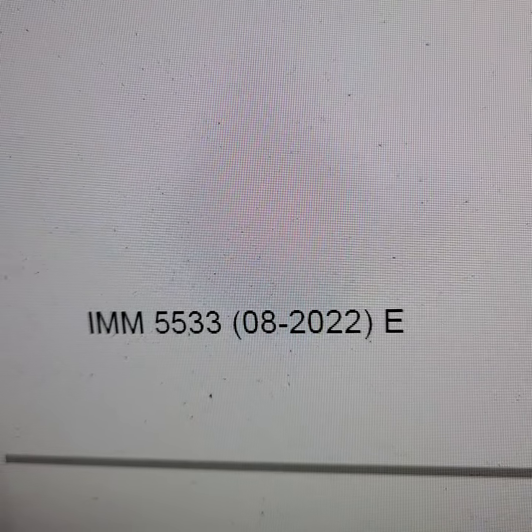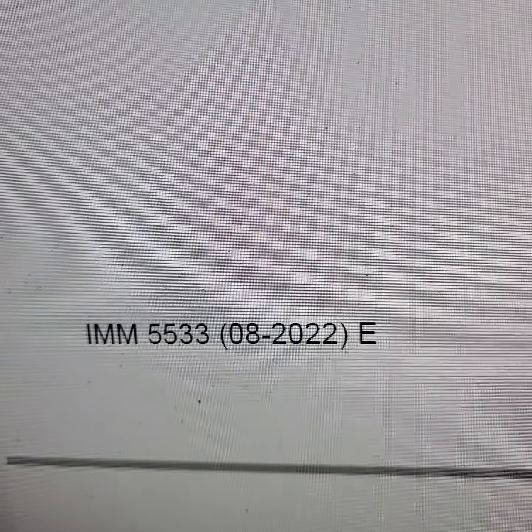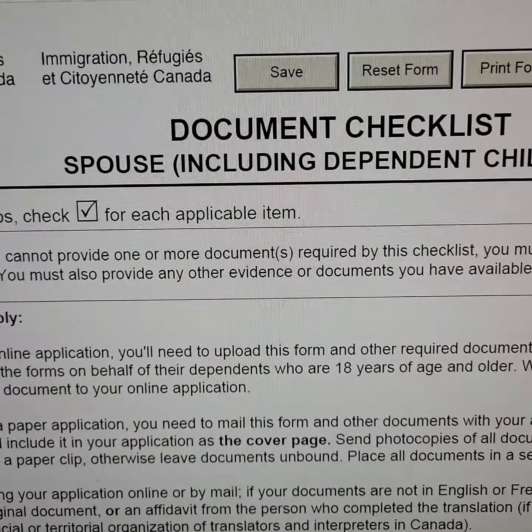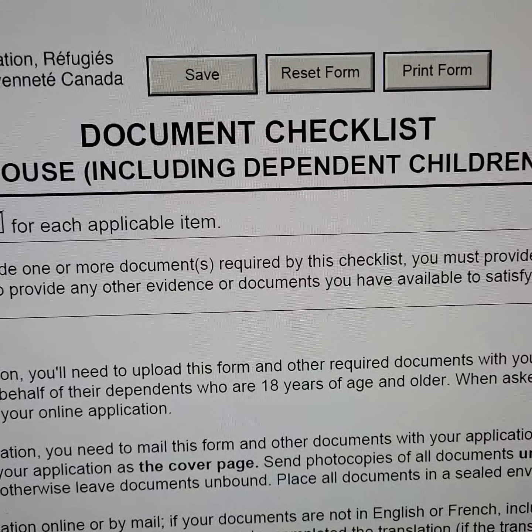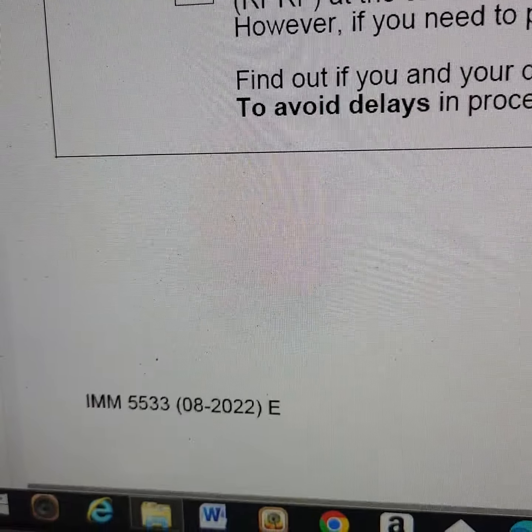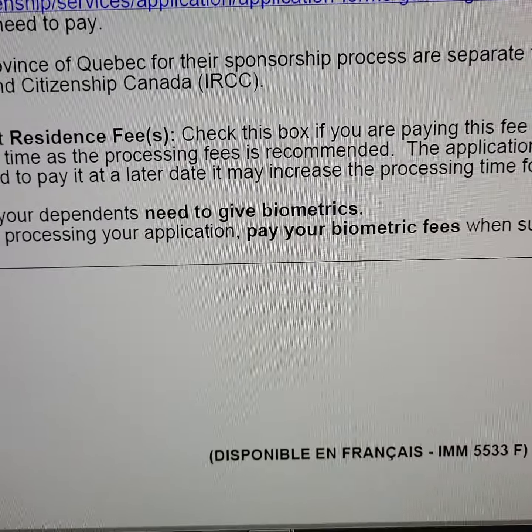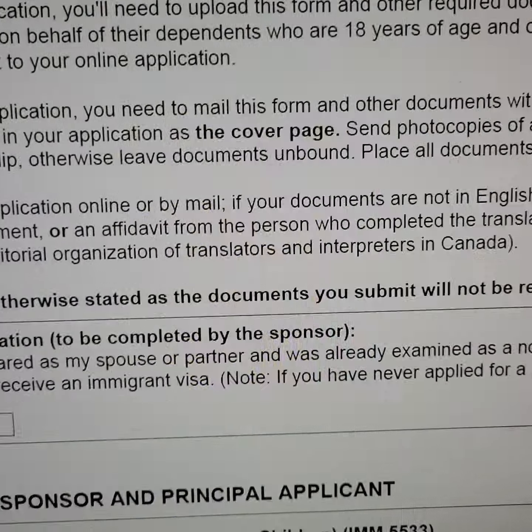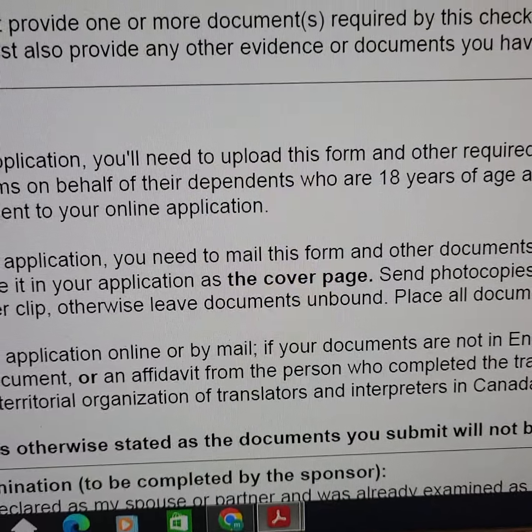Okay, now I mentioned before that first and most important thing, again, you need to make sure that the form is the latest one, and you will find the date on each form on the bottom. Okay, so once you come across the form, it's gonna say document checklist. Okay, and on the bottom you will see the date. Okay, this is August 2022, which means it's the latest form made for this form.